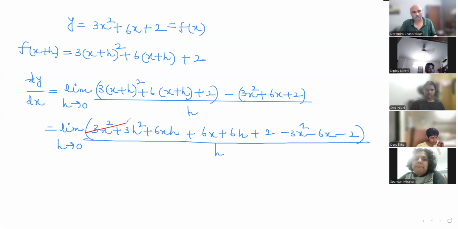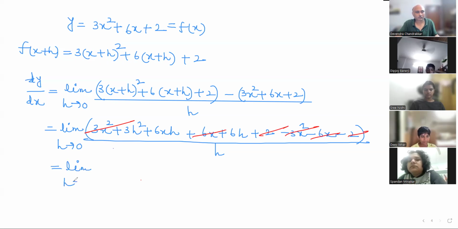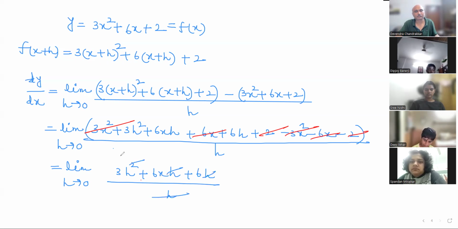Yes, sir. This cancels out with these two, right? One more step to go. So this is 3h square plus 6xh plus 6h upon h. This cancels out, this cancels out, this cancels out. From here I get limit h tends to 0, 3h plus 6x plus 6.